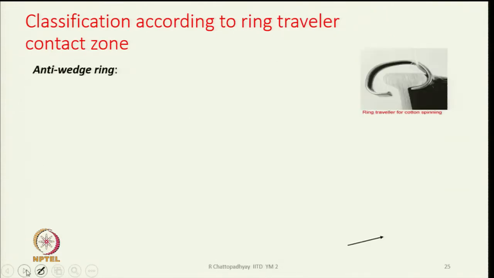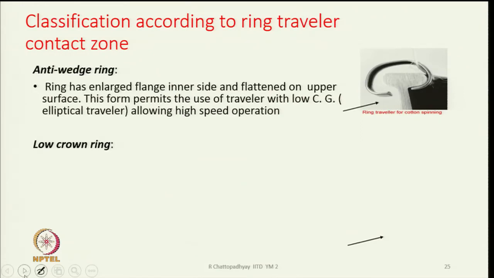And the classification in terms of the contact zone between ring and traveler. See, the first is the anti-wedge ring. The ring has an enlarged flange. So, this part of the flange, if you look at it, is enlarged on the inner side and flattened on the upper part. This form permits the use of a traveler with low center of gravity, allowing high speed operations. The purpose is that the contact area between the ring and the traveler has been enhanced. Due to this, the heat dissipation will be faster from traveler to ring, and therefore speed can be increased, and more speed means more production.